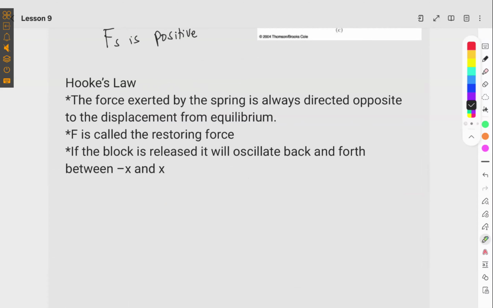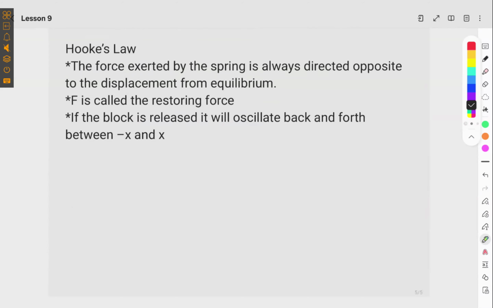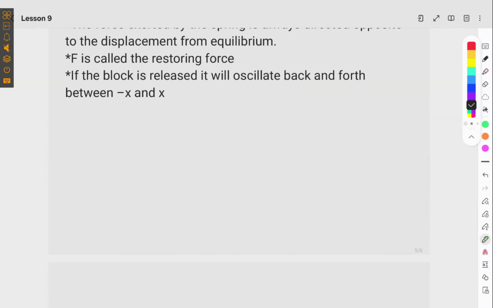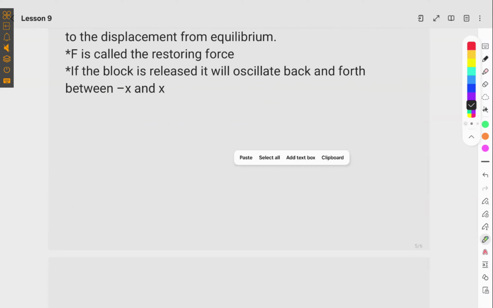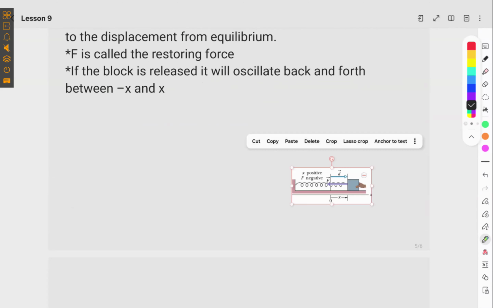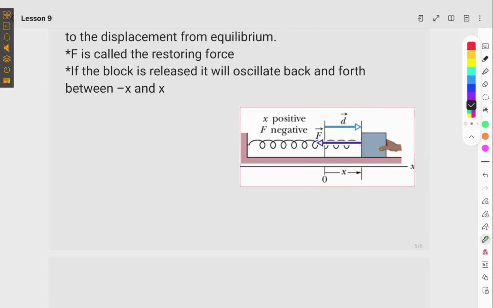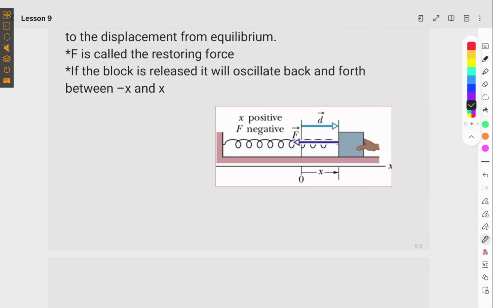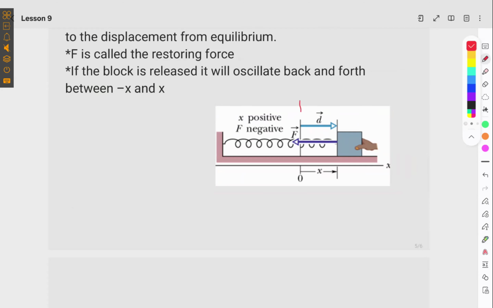All right. And then, for example, if this is the case, then what is our x and what is our initial position? This is our equilibrium. This is the initial position. This is the equilibrium position.